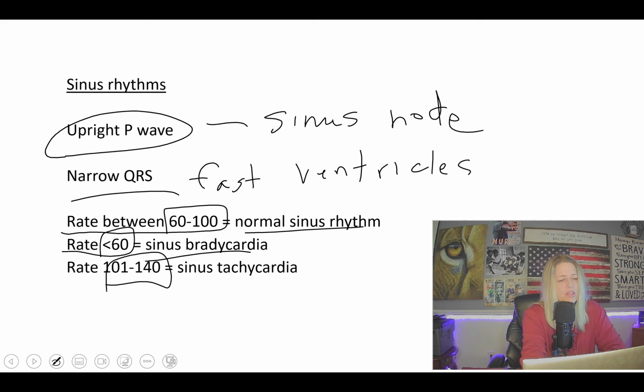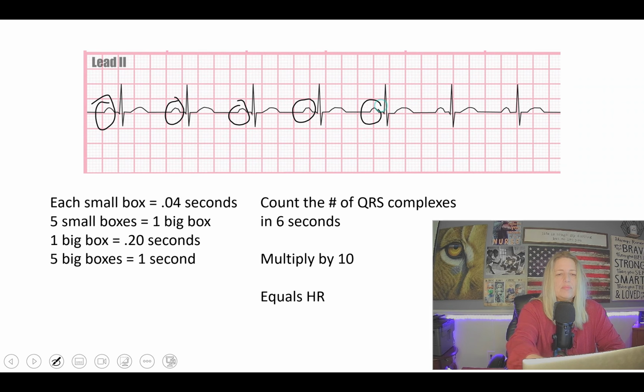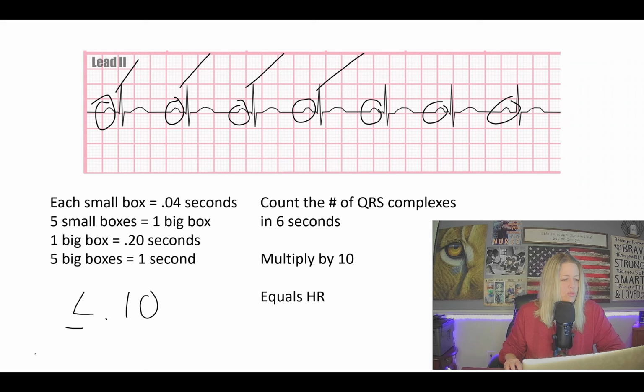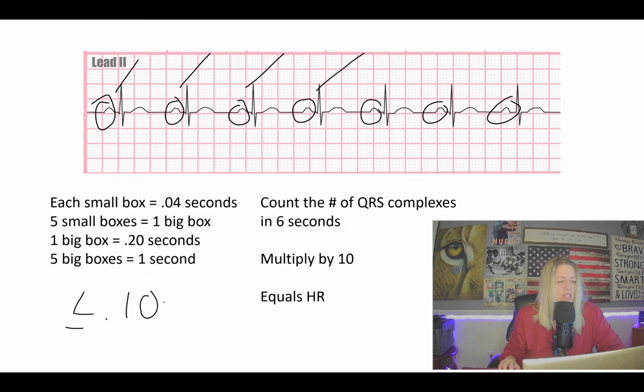So just an example here, we have our upright P waves and narrow QRSs, and narrow QRS means that it is less than or equal to 0.10. And 0.10 is 2.5 small boxes. So let me make this a little bigger for you. Let me find one that starts on a line. It looks like this one starts on a line right here and goes across maybe 1.5 boxes. So 1.5 boxes is 0.04 plus 0.02, because half a box is 0.02, to get 0.06. And that is by definition a narrow QRS, because QRS has to be less than or equal to 0.10.